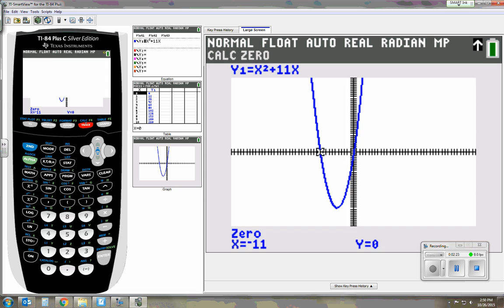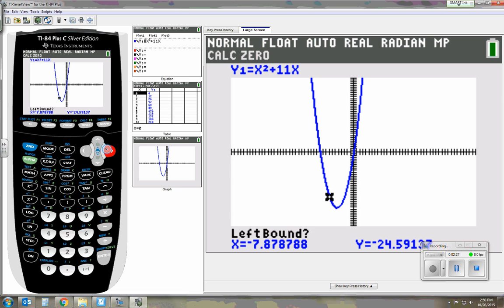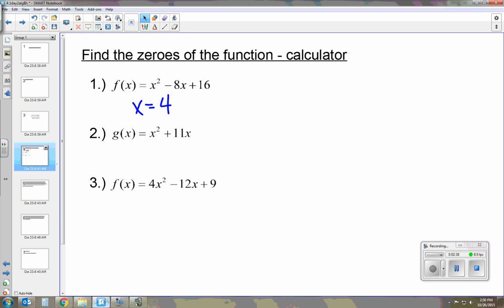I'm going to do second, trace, 2 for zero. And left bound is going to be below. Right bound is going to be above, and then we're going to guess, which is going to be 0. So the zeros for this one are x equals negative 11 and 0. And let's do our very last one.